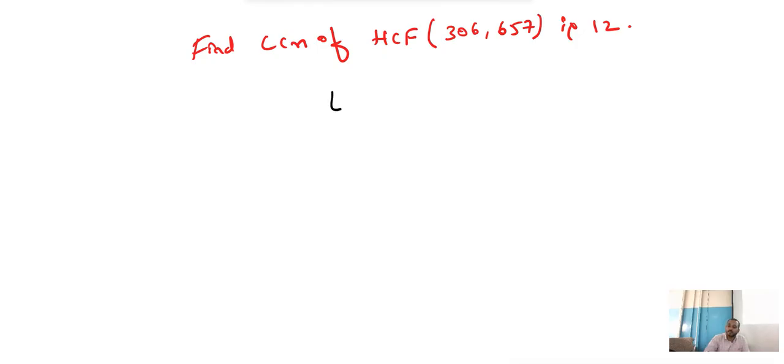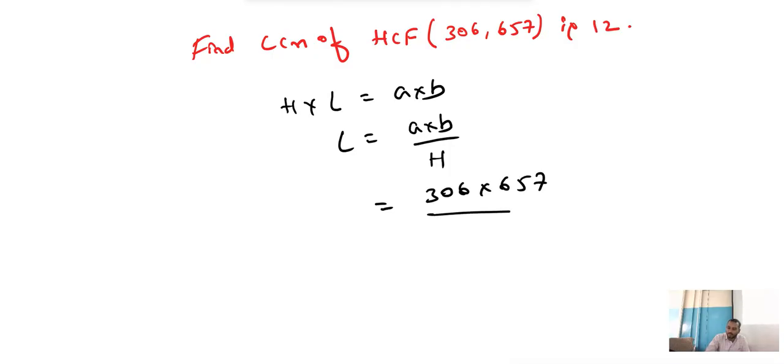What do we have to find? The LCM. We know that H into L equals A into B. L equals A into B by H. A is 306, B is 657, HCF is 12. Shall we go with the 3 table? 3 4s are 12, 3 2s are 6, 3 1s are 3, 3 9s are 27. Done. Can we go with the 2 table? 2 2s are 4, 2 1s are 2, 2 5s are 10, 2 3s are 6.